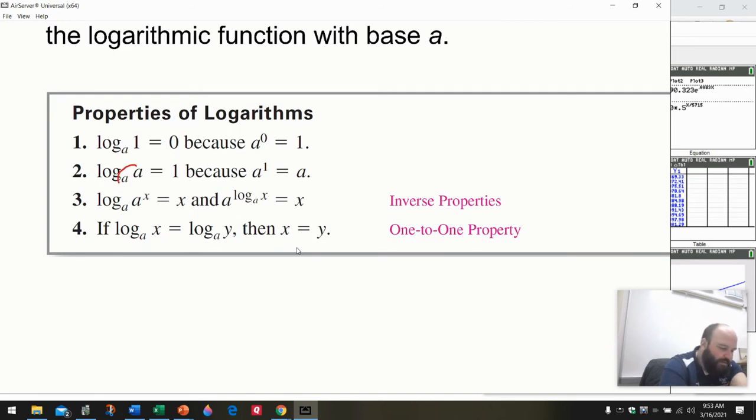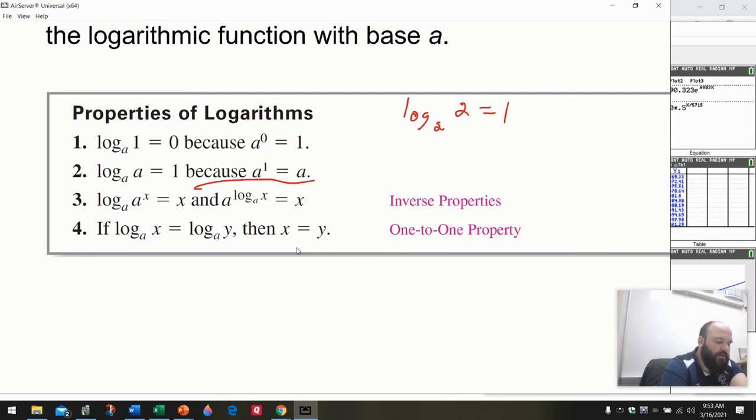Next one. Anytime the bases are the same, if you have log base a of a, as in, for instance, if I had log base 2 of 2, that always equals 1. Anytime the base matches the number that's being logged, you will get an answer of 1. And the reason, again, goes back to converting that from its logarithmic form into exponential form. And so a to the first power is equal to a. A to the first is a.